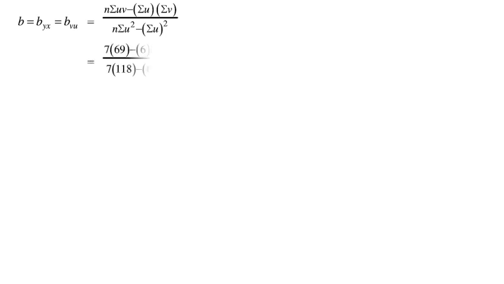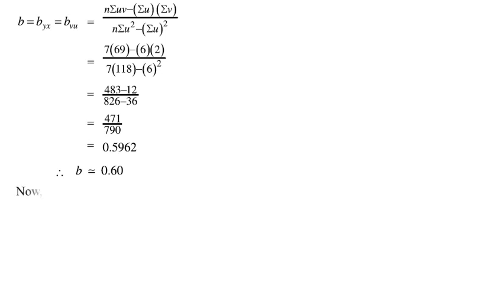Once you are done with the formula, write down the information in it. N is 7, summation u is 6, summation v is 2, divided by n is 7, summation u square is 118, and summation u the whole square is 6 square. Once you multiply and square the necessary values, you will get something like this. Then deduct the values and you will get the answer as b is equal to 0.60.